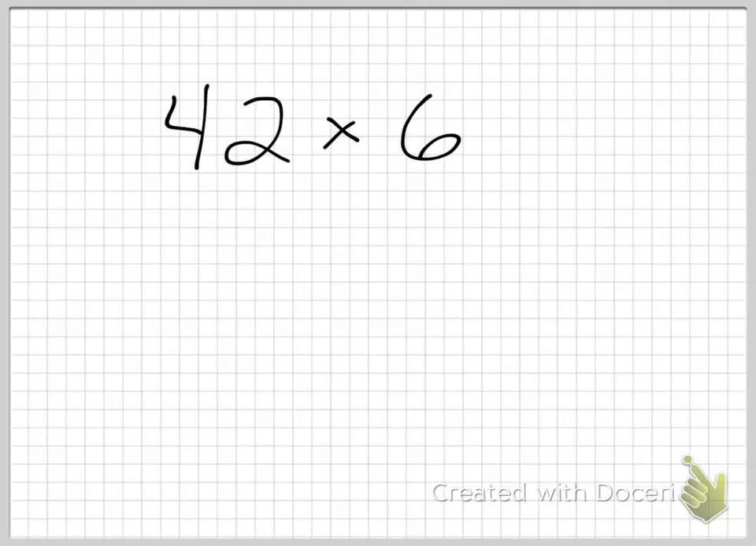42 times 6. If you're going to multiply 42 times 6, how would you normally do this? How would you set this up normally? Up and down. You'd go 42 times 6. Agreed? Do you know what you're doing when you do that? Do you really know what you're doing? Another way of doing this would be to go like this.